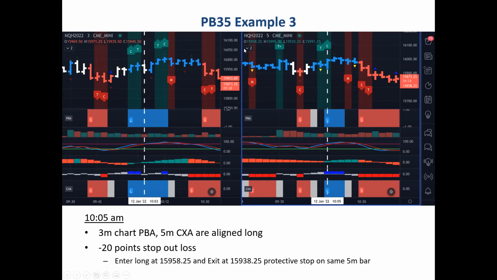You can see here that we were long at 958 1/4. It actually moved down to a low of 935 1/4. 938 and a quarter was our 20-point stop. So it hit our 20-point stop, took us out for a $400 loss per contract, and then it reversed and went higher, actually going up as high as 995, and then it continued higher on the next bar.